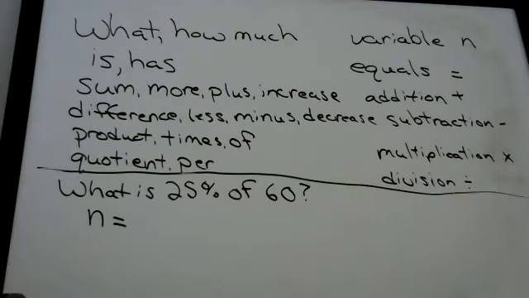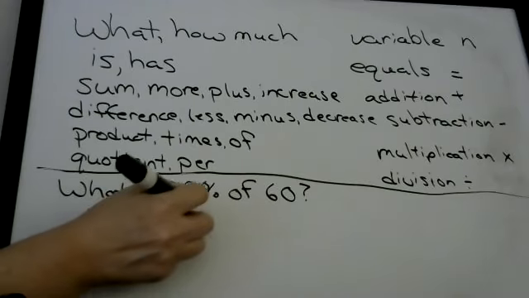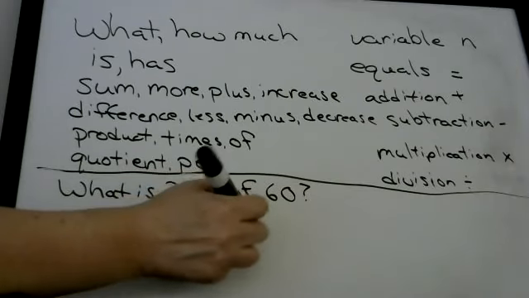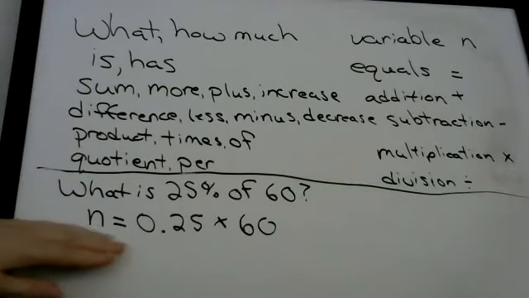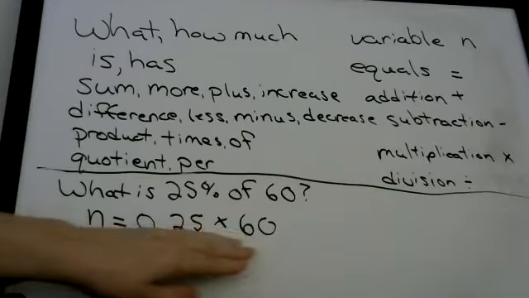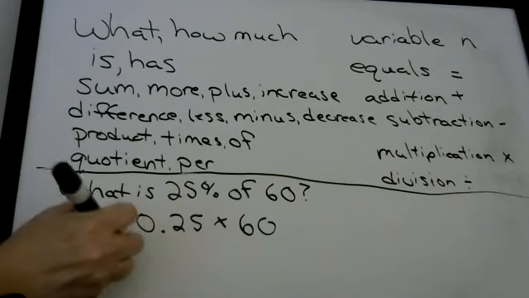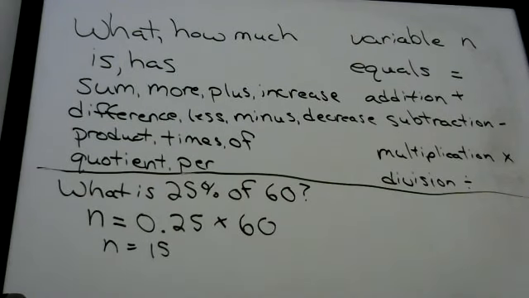Now you need to know how to write that as a decimal number. If you don't know how, you need to watch the video on percentages. I'm just going to assume you know that. We write that as 0.25. Of means times, or multiplication, 60. So to figure this out, what is 25% of 60? It's 0.25 times 60. And so the answer is 15.